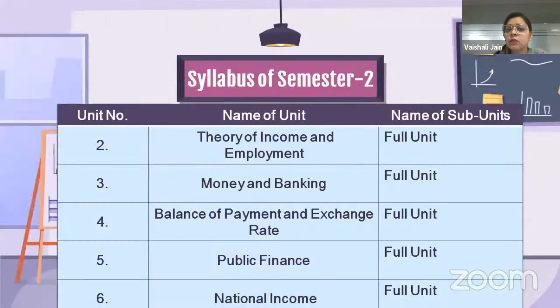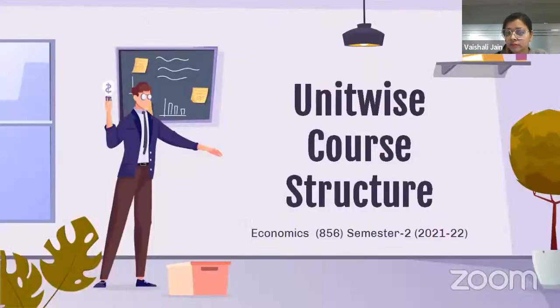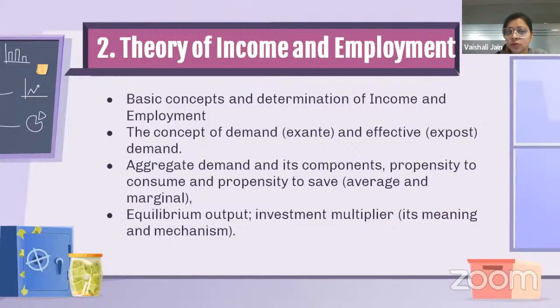So let us see what the syllabus is for semester 2. Theory of Income and Employment, Money and Banking, Balance of Payment and Exchange Rate, Public Finance, and National Income. All 5 units are coming in full capacity in the exam. We will be discussing the detailed syllabus from these units just following. So now we'll discuss the unit-wise course structure for the subject Economics. 856 is the code for semester 2, 2021-2022.